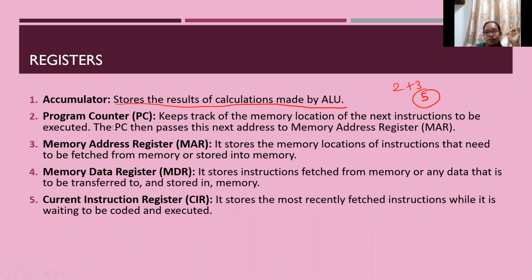Then the program counter, the PC, will show the next instruction to be executed by the CPU. That means in order to process the data, the CPU has to take instructions one by one. Now how is the CPU deciding which instruction or data it has to take at which time?